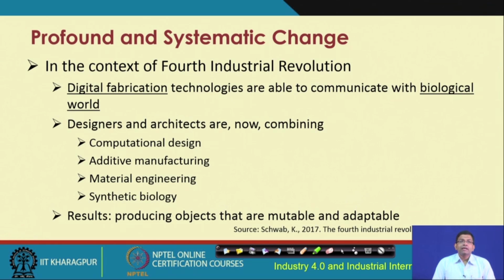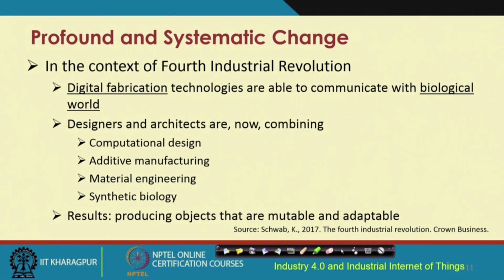So, designers and architects are now combining computational design, additive manufacturing, material engineering, synthetic biology and so on, and consequently they are able to increase the production of the number of objects. All of these different technologies will be used in order to increase the production of objects, and it is now easy to mutate these products and also have these products adaptable to different changes in the environments of their operation. So, mutation of these products means some small component you can change within these products without changing the entire product. You can mutate the product and also have some new adaptations of these products to the newer circumstances, newer changes in the environment.